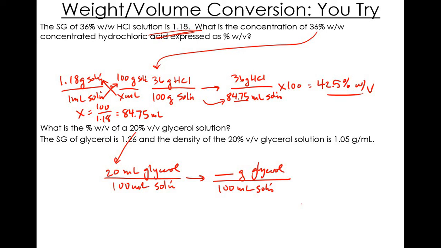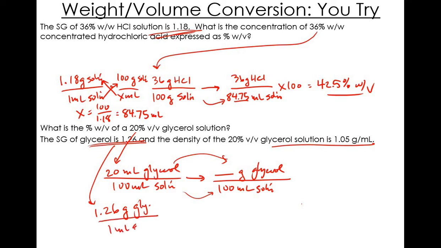All right, so we're given two specific gravities here, and the question is, do we use the solution density or do we use the specific gravity of glycerol? And since the solution units are fine as milliliters, it's the glycerol we need to change. So we'll use the specific gravity of glycerol. Okay, so bringing that down here, 1.26 grams glycerol per mil of glycerol.